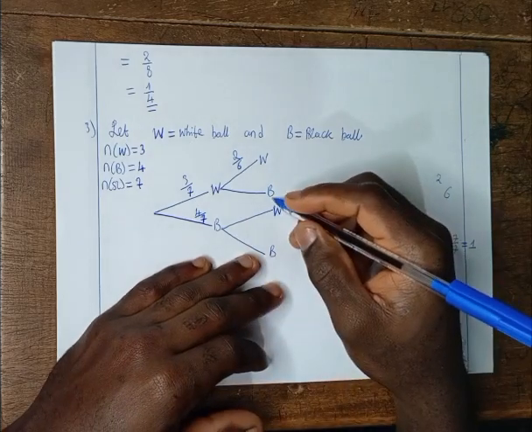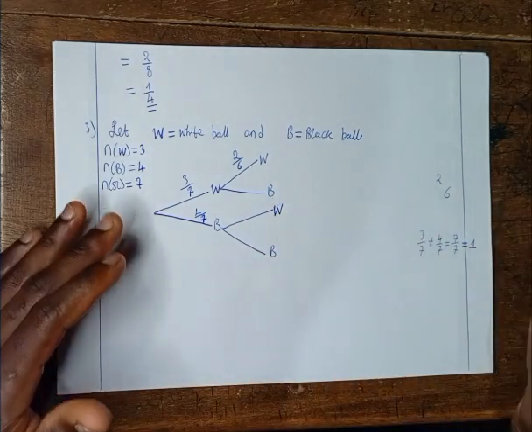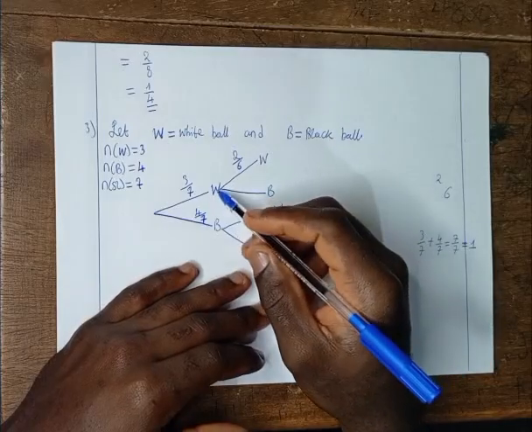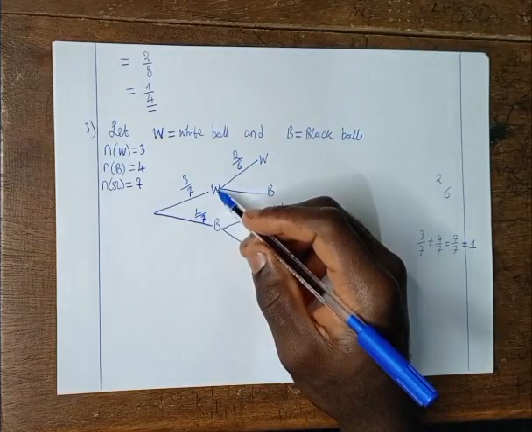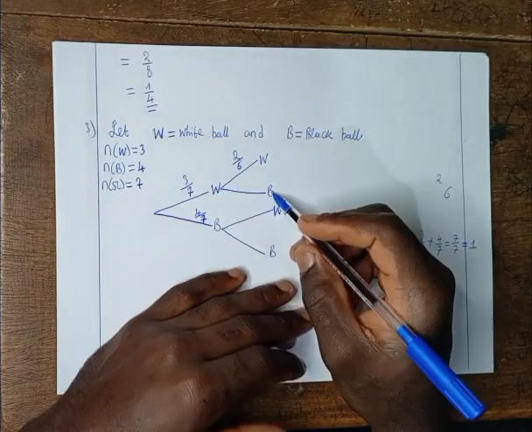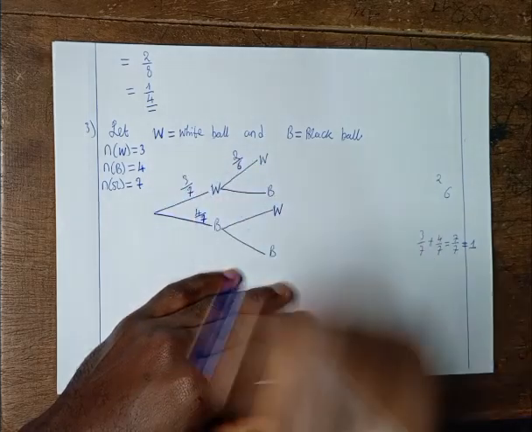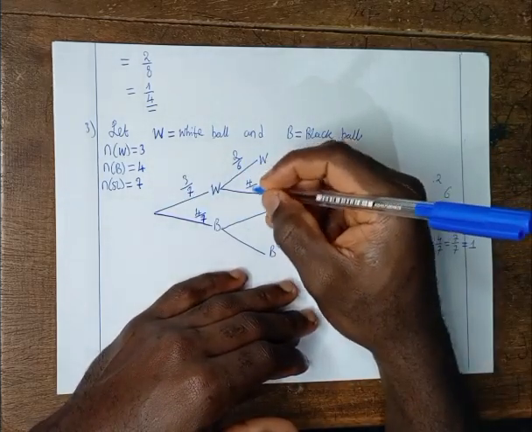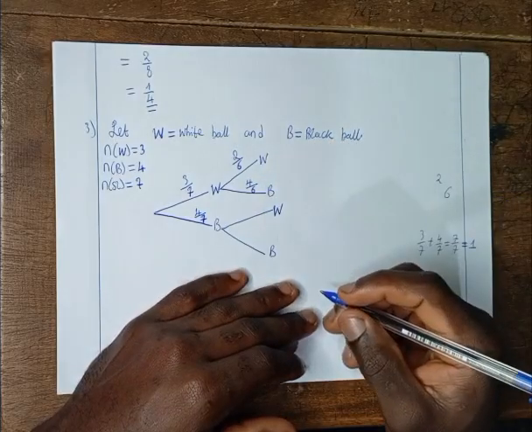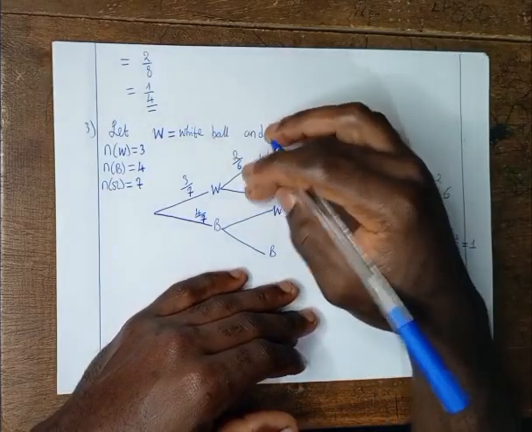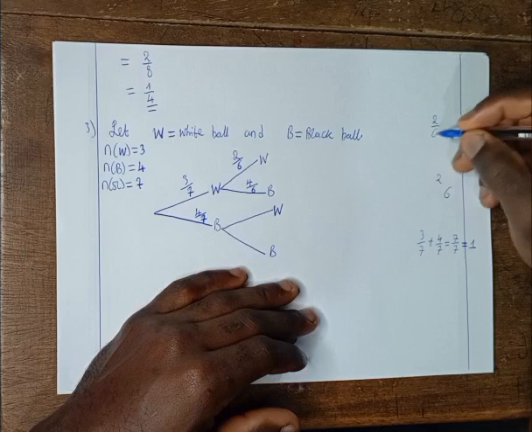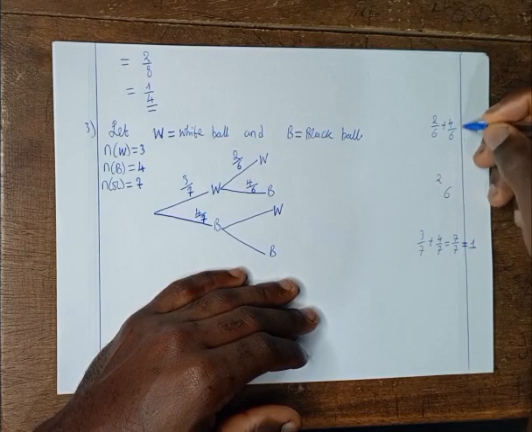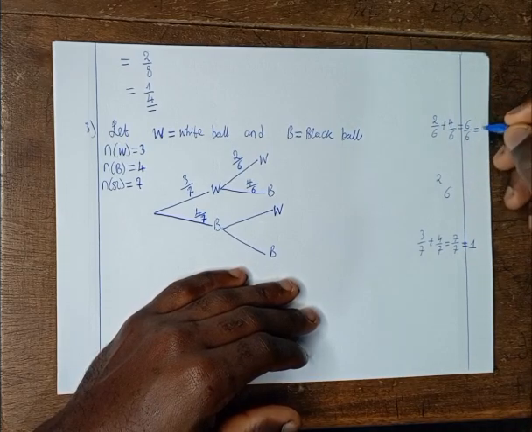Now, the number of black balls in that bag will remain the same, unchanged, since the first ball was white and that white ball was kept in an empty bag. So the number of black balls will remain 4. The probability of getting a black ball will simply be 4 over 6. We can verify if we add the probabilities in this branch, 2 over 6 plus 4 over 6, it is simply equal to 6 over 6, which is 1.